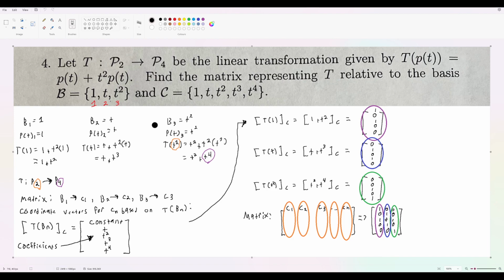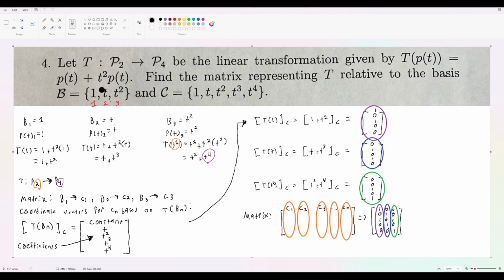Alright, so this one. Here we have T going from P2 to P4. How we end up from P2 to P4 is specifically how we define the transformation T(p(t)) with respect to our basis B. If we plug in the greatest degree in our B, we'll notice that we get t squared times t squared, which goes to t^4, which is with respect to P4. That's basically the greatest polynomial, which is why we have defined it from P2 to P4.